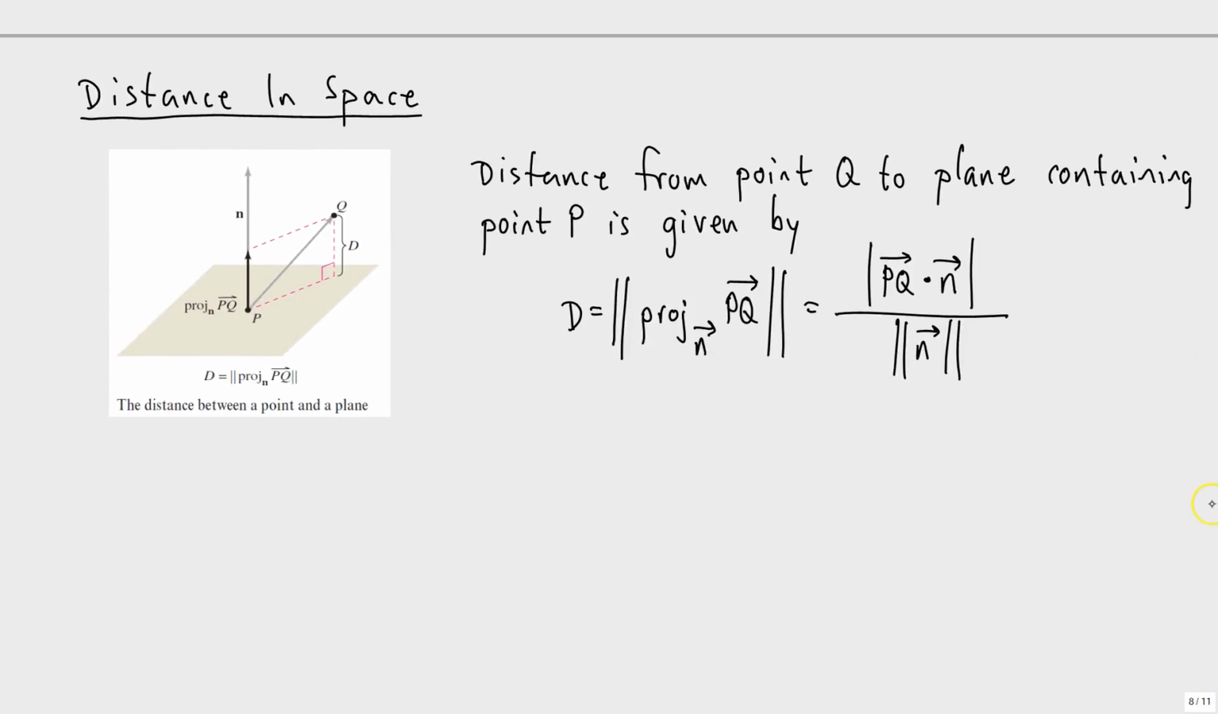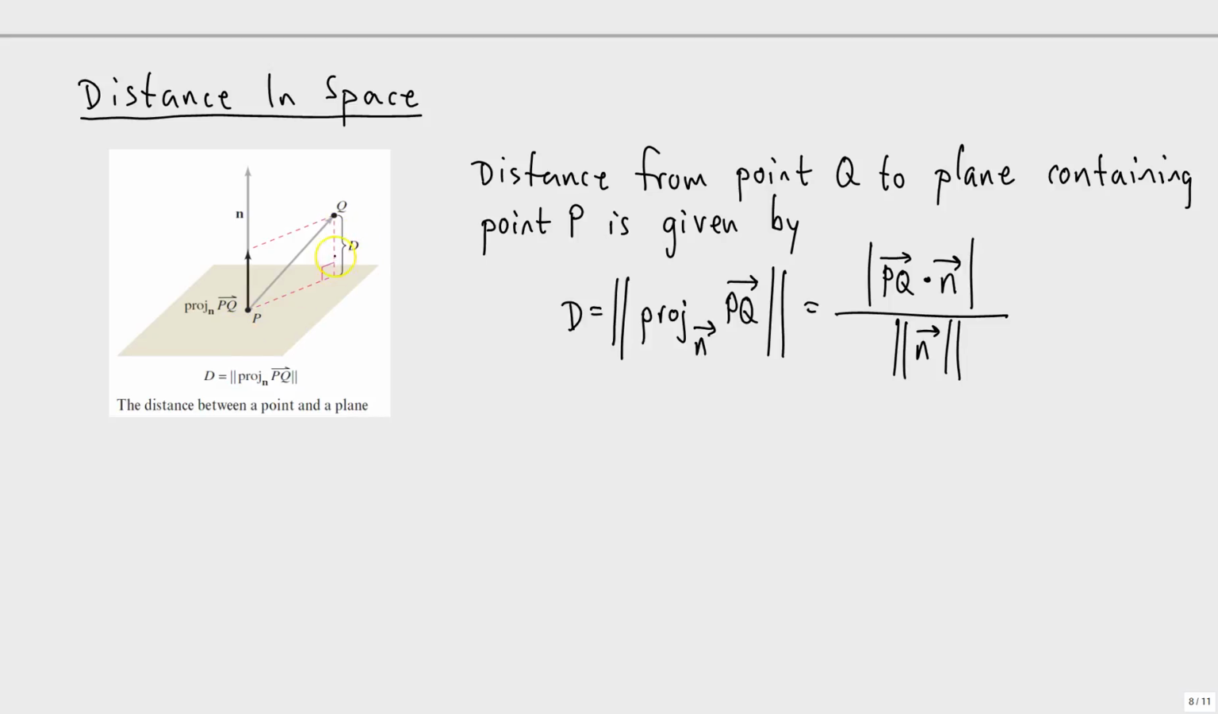Alright, so what about distance in 3 dimensions? So let's say you want the distance between a point, say Q, and some plane containing some point P. So say you want the distance, D, between a point and a plane. Well, you've got this plane. It's going to have a vector that is orthogonal to it. We were calling that vector N. There's going to be a point P on our plane.